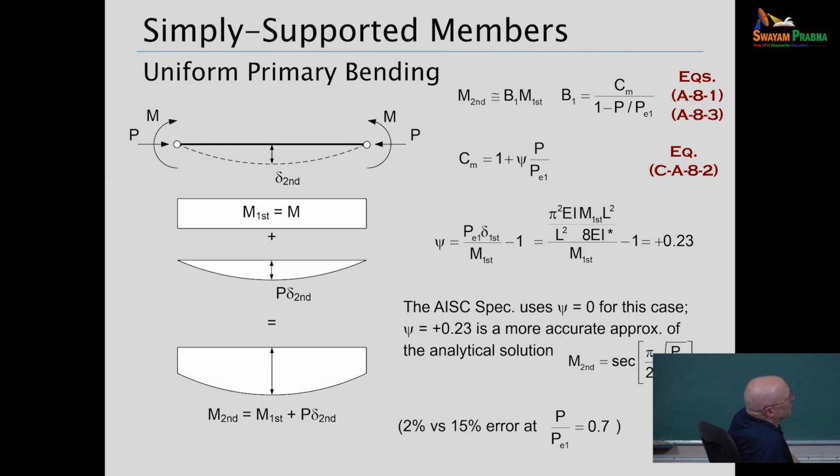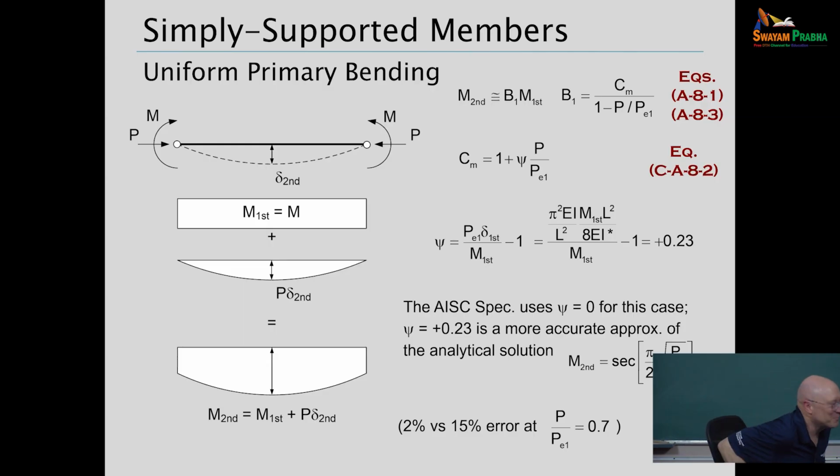So we're looking at the C sub m term there. Psi is the second term in C sub m. So that's 0, and C sub m goes to 1. And so then you've got your most basic amplifier, 1 over 1 minus P over PE1. What I'm showing you here is that it can be 15% under-predicting the theoretical value for this particular case. And you say, okay, can we wave our hands and kind of wave that off?